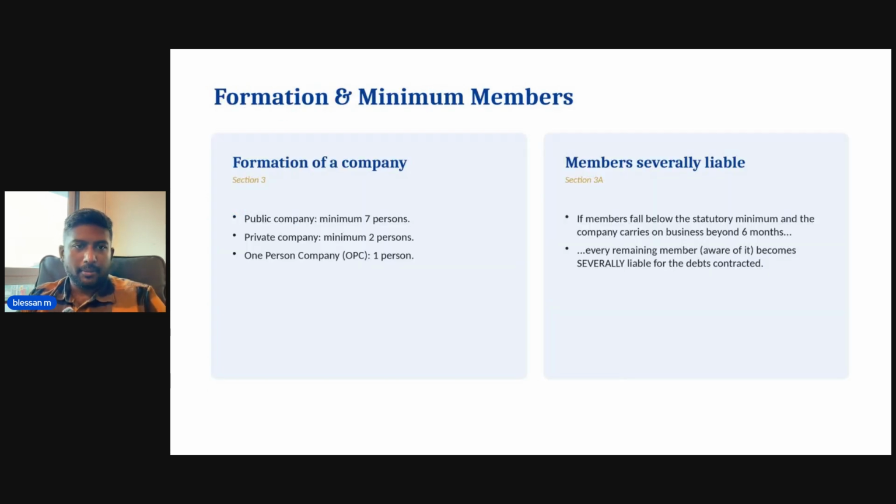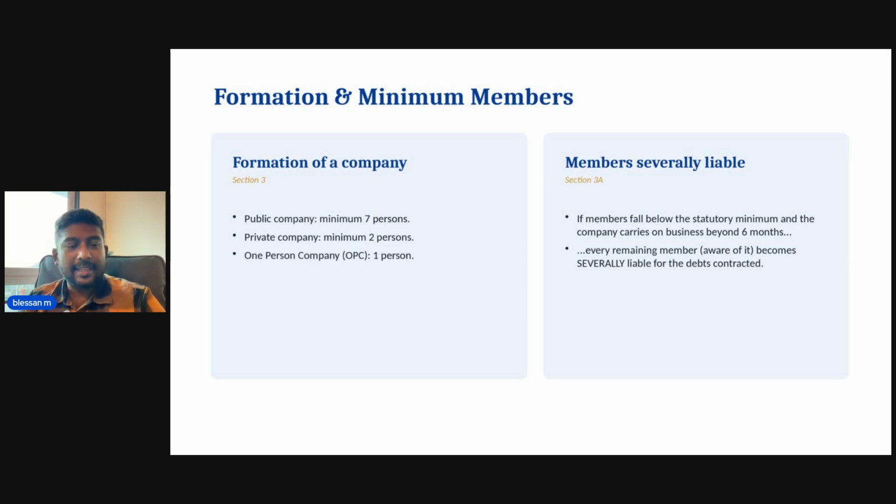So, formation and minimum number of members required. For a public company, 7 members are required. For a private company, 2 members are required. And for a one-person company, only 1 person is enough. So members are severally liable. This is a very important section that can be asked as a question.